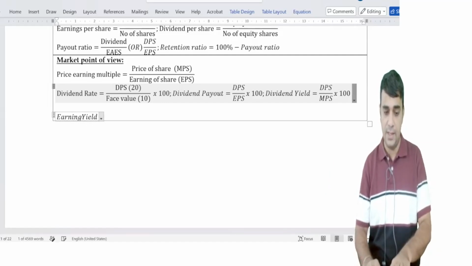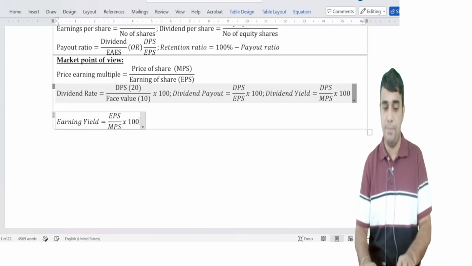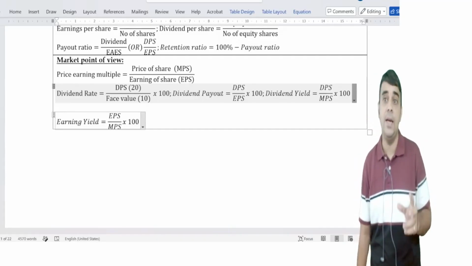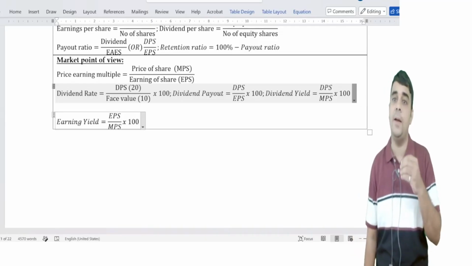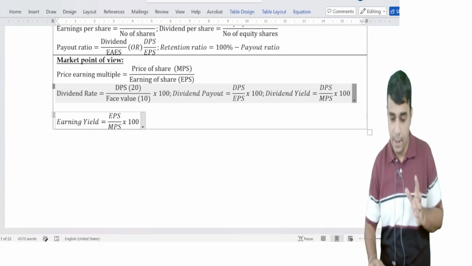A variant of dividend yield is earnings yield. Earnings yield is nothing but EPS by MPS into 100. Earnings yield means earnings per share divided by market price per share.